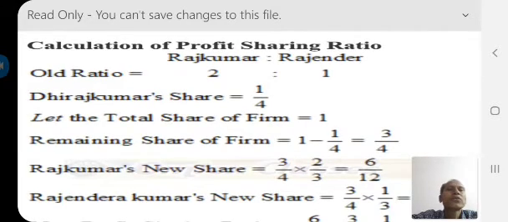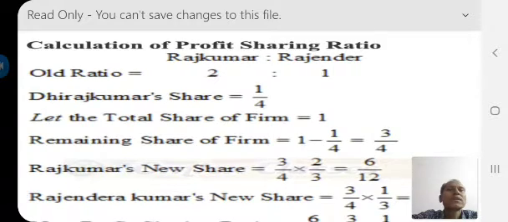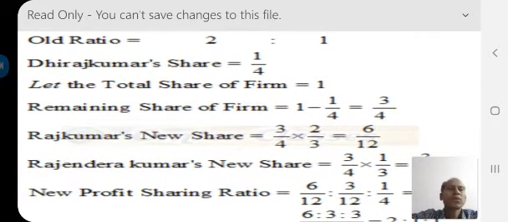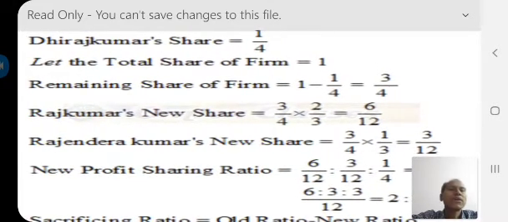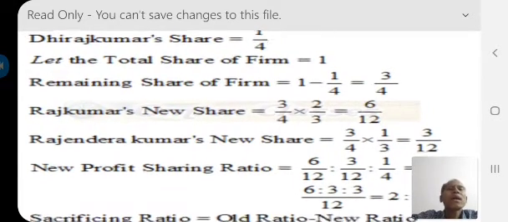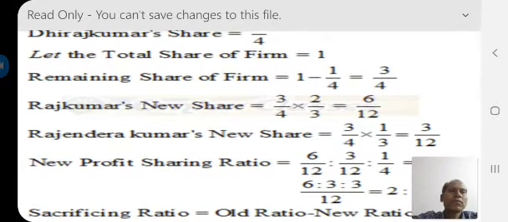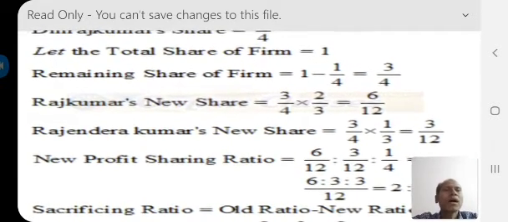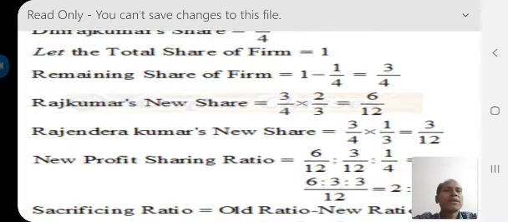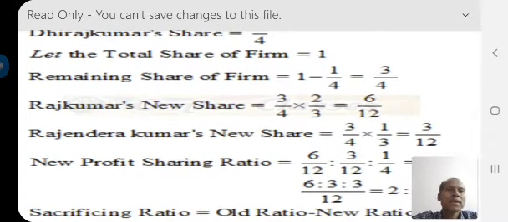See, old ratio 2:1. Dheeraj Kumar's ratio 1/4. So let the total share of the firm be 1. Remaining share of the firm is 1 minus 1/4, that is equal to 3/4. Total share is 1 and the given share is 1/4, which is given to the new partner. The remaining share available for the old partners is 3/4.